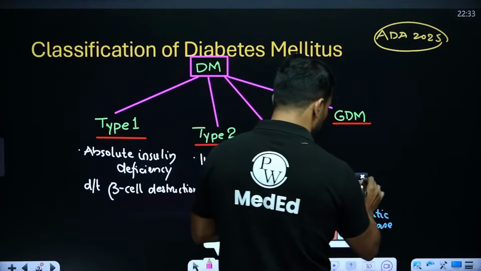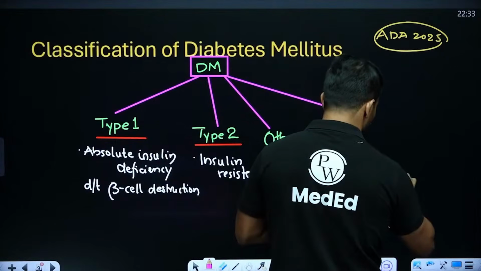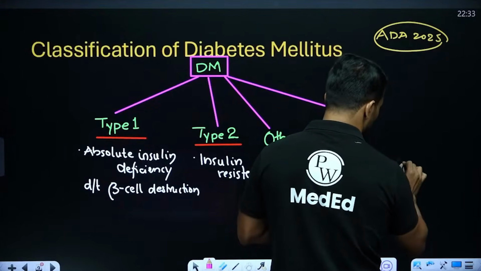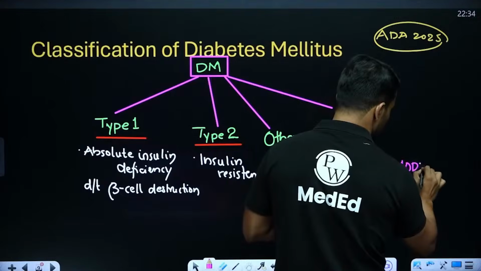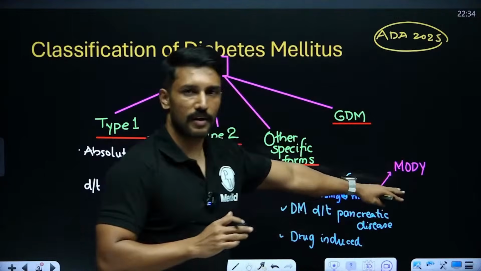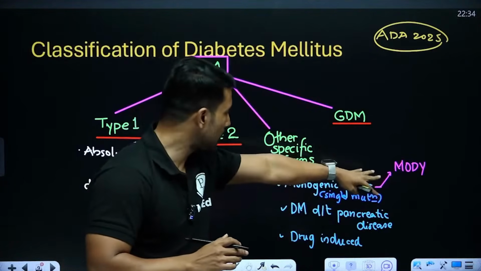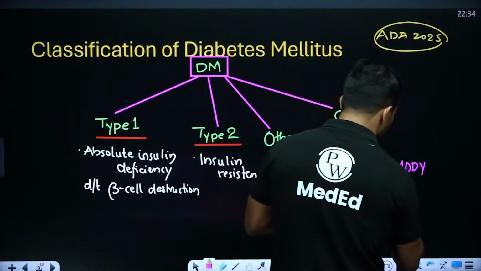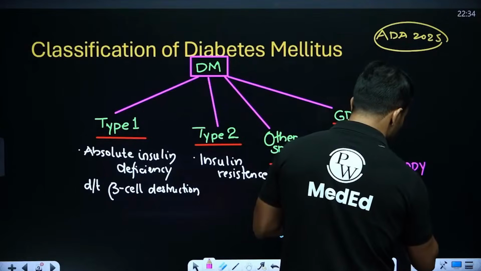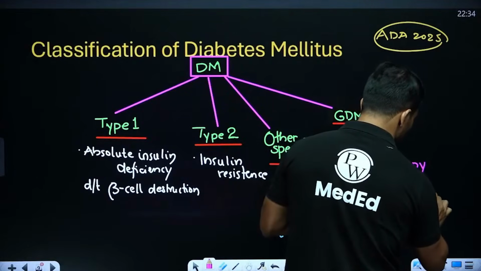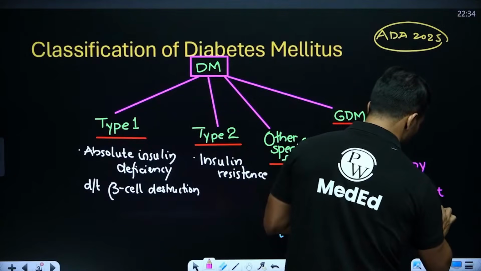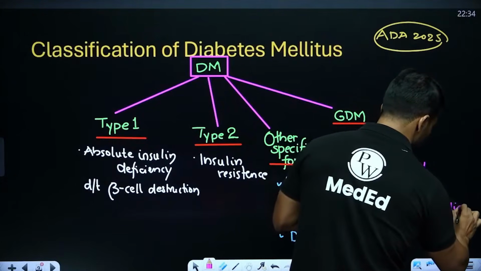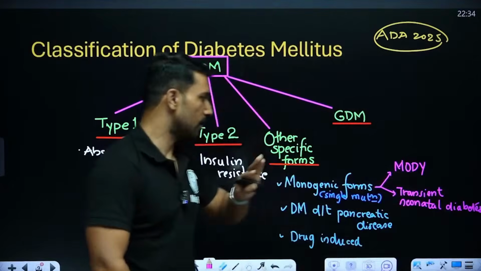There are two important examples I want to give you. First one is maturity onset diabetes in young. This had been the template for asking MCQs. How does it differ from type 1, type 2 and all? We will discuss that. The second example I am giving you is transient neonatal diabetes. MODY and transient neonatal diabetes.